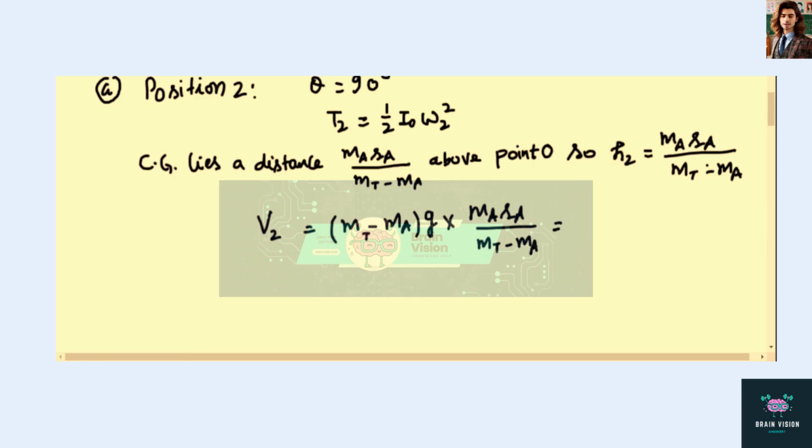So from here you will get MA into G, substituting the value. Mass is 0.051, radius is 0.3 into 9.81, so 0.150 Newton into meter.